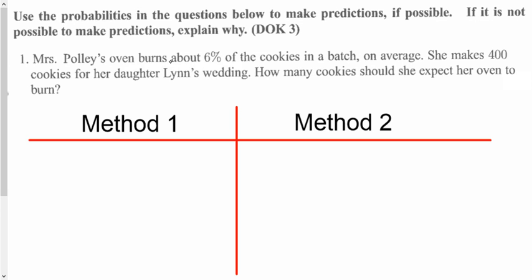It uses probability. Mrs. Polly's oven burns about 6% of the cookies in a batch on average. She makes 400 cookies for her daughter Lynn's wedding. How many cookies would she expect her oven to burn?